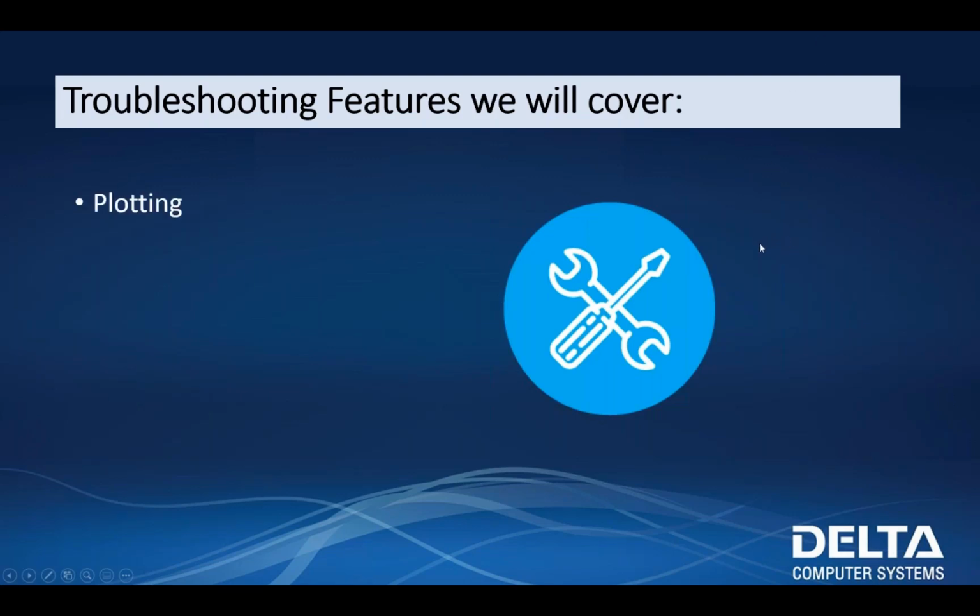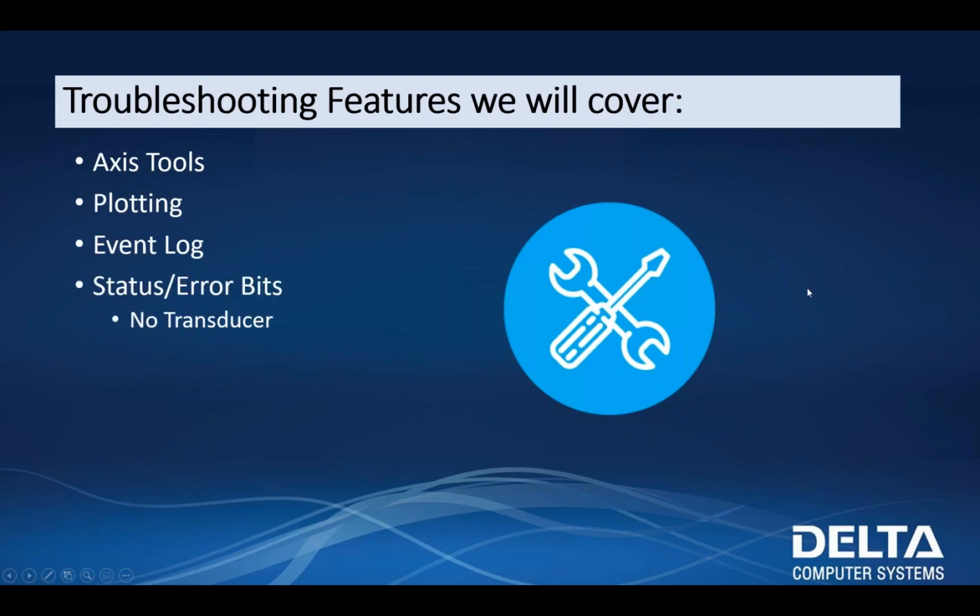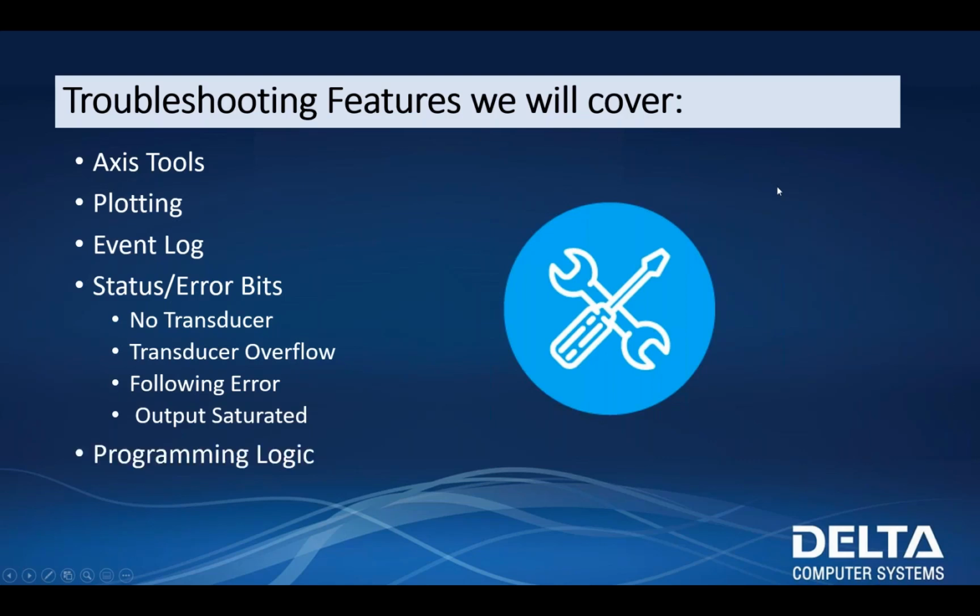So we're going to cover features like plotting, access tools, event log, status error bits, things like the no transducer bit, transducer overflow, following error. If you're familiar with RMCTools, most likely you've seen many of these error bits pop up. Output saturated, that's another common one. And then just programming logic in general, what it's going to take to get to where you need to be.